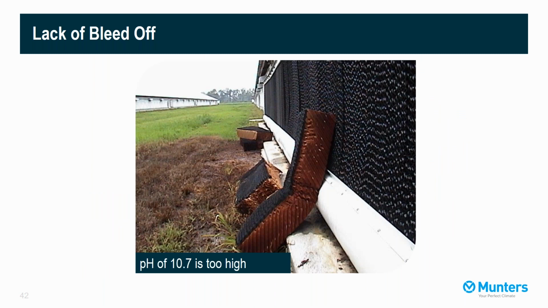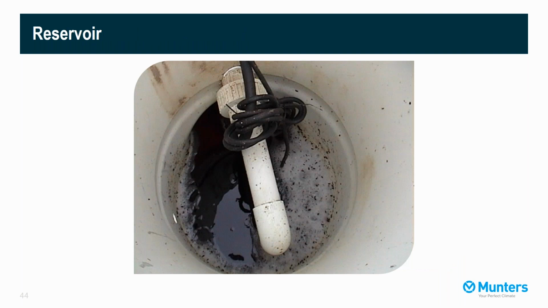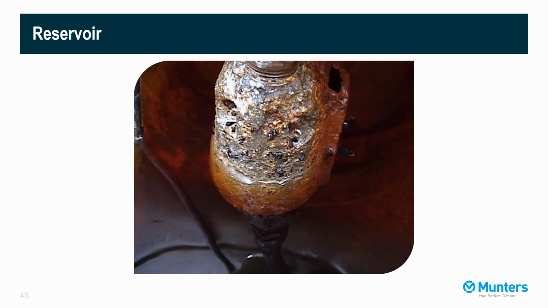This is what a lack of bleed off can result in. This system had a high pH of 10.7, and this pad, you can see it's very, very plumped up and can't even stand on its own. So that high pH will cause a soft pad. You can just bend it right over on itself. We don't want that. It'll also damage the other parts in your reservoir. Like this here.